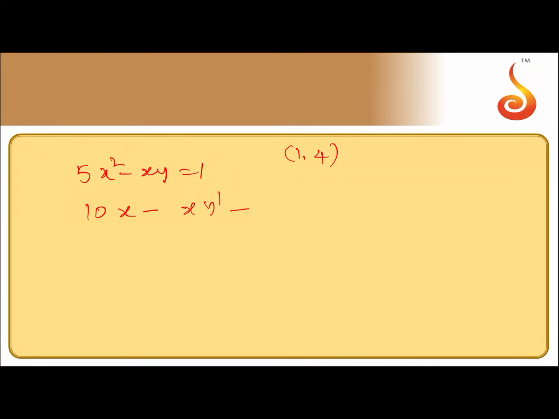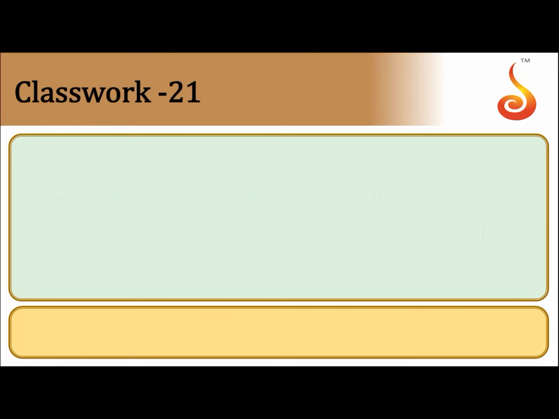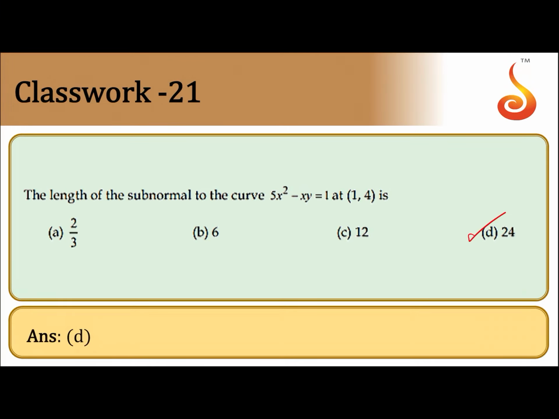10 times of x minus xy dash minus y, and that is equal to 0. We like to calculate the slope y dash at the point 1 comma 4, x equals to 1 means it is 10 minus y dash minus 4 is equals to 0. So what is y dash? It is 6, and that is nothing but m. So y1 into m, that is nothing but subnormal length, and that is equals to 4 multiplied by 6, that is answer is equals to 24. So the answer is 24, length of the subnormal.